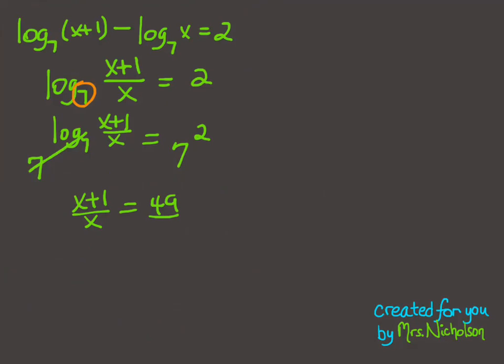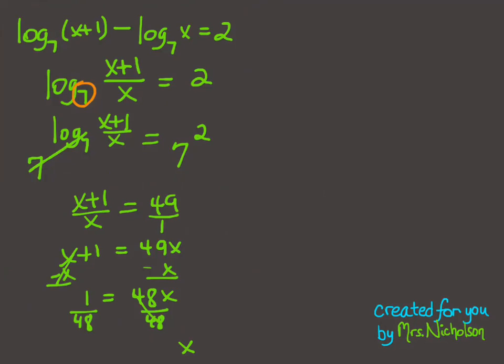If you would like, you could put this 49 over 1 and think about this like a proportion. We're going to cross multiply. So if I do that, I get x plus 1 is equal to 49x. And then I'm going to subtract x from both sides. 1 equals 48x, and finally divide by 48. And x is equal to 1 over 48. If that's cut off on your screen, sorry about that. x equals 1 over 48. All right, again, pause the video, try the next one.